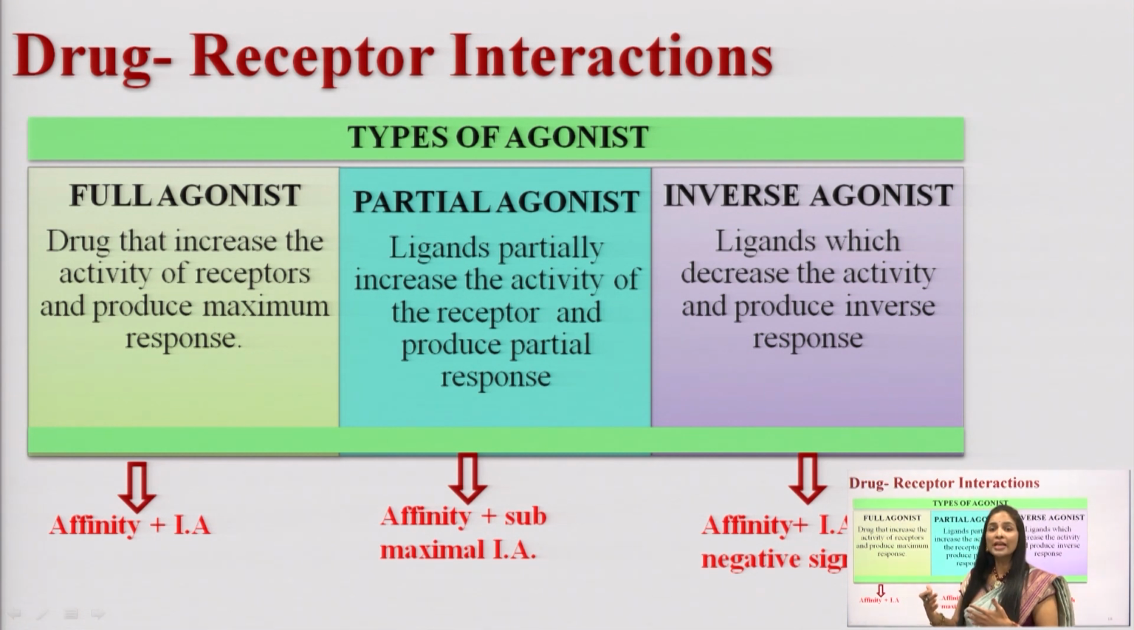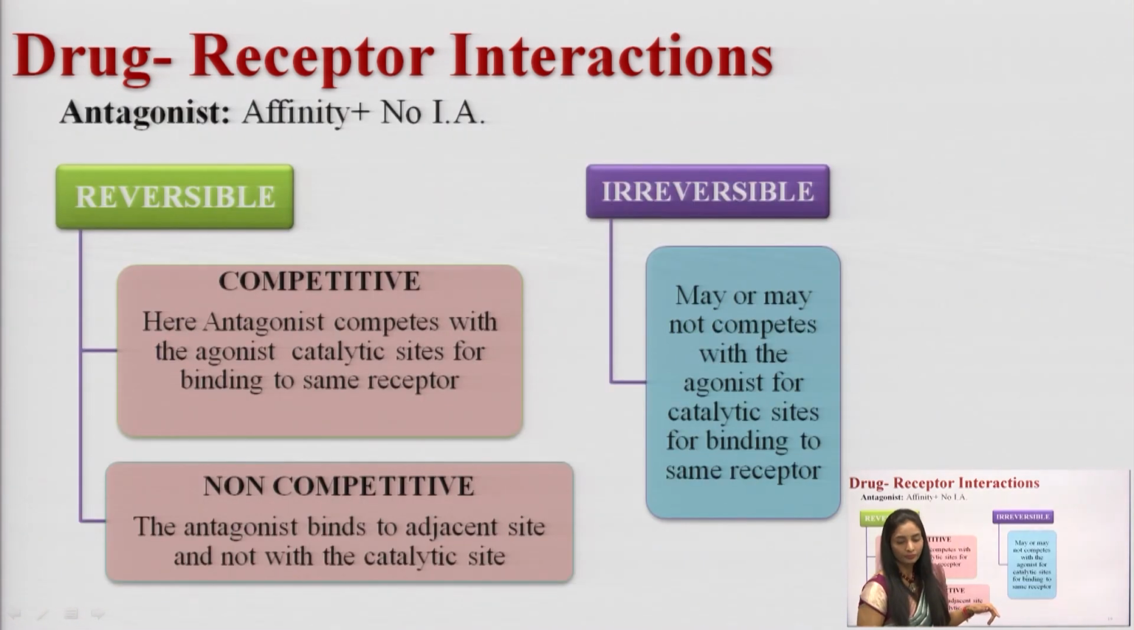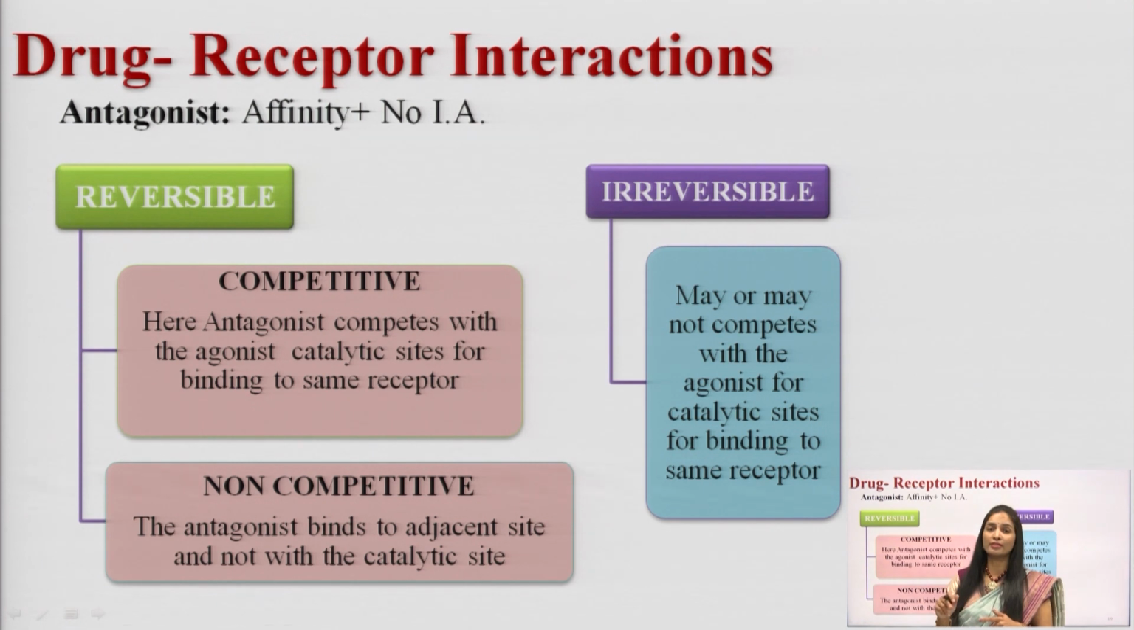And partial agonist: here the drug has partial affinity to bind to its receptor, and a partial response you can see here. And what about the inverse agonist? Here the inverse agonist is a drug which decreases the activity and produces the opposite action of a drug. So here you see the affinity plus intrinsic activity, and in partial agonist you can see the affinity plus a submaximal intrinsic activity, and in inverse agonist you can see affinity but no intrinsic activity. For an antagonist drug there will be zero intrinsic activity, and here we will discuss reversible and irreversible.